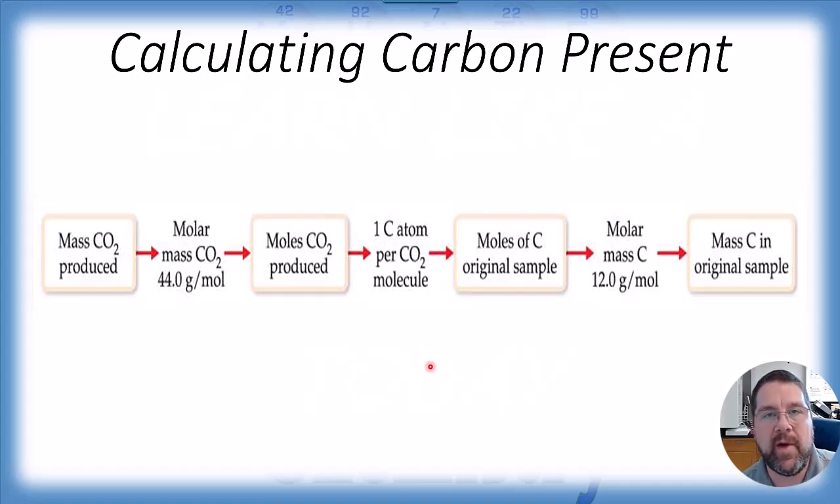To determine the amount of carbon, we have to start with the amount of carbon dioxide that was produced. Stoichiometrically, we need to determine the mass of carbon that's present there. So you first have to convert the mass of carbon dioxide to moles using the molar mass, then use the ratio of 1 carbon atom for every carbon dioxide molecule to get the moles of carbon in that sample, and then use the molar mass of carbon to get to the mass of carbon.